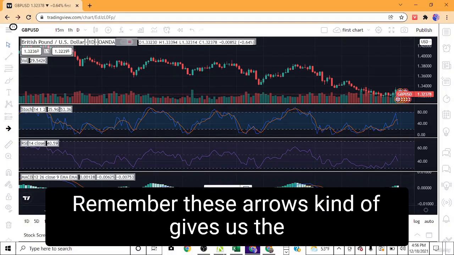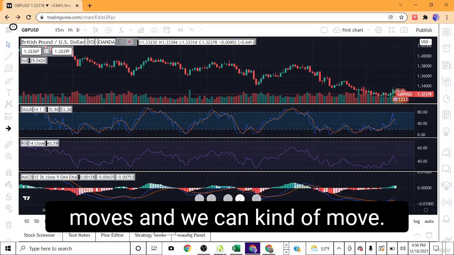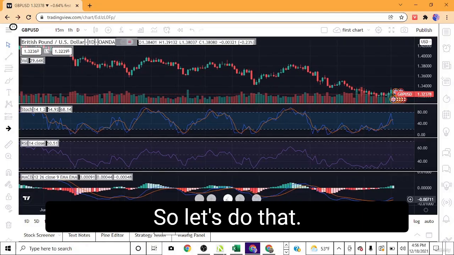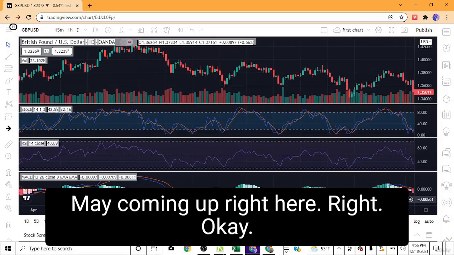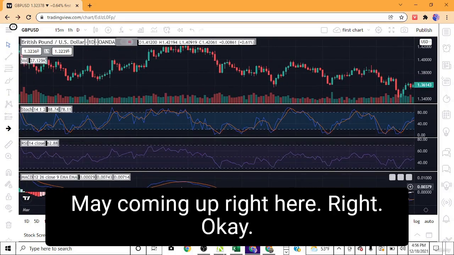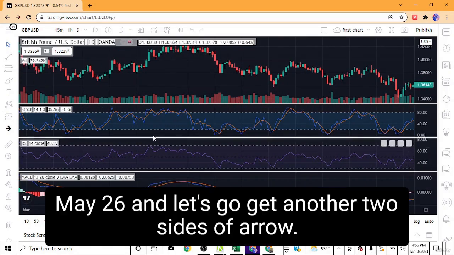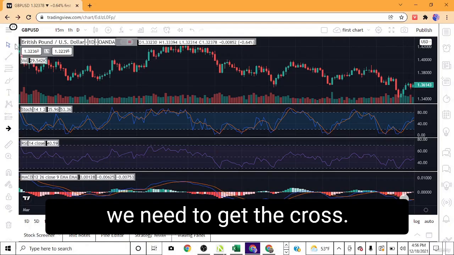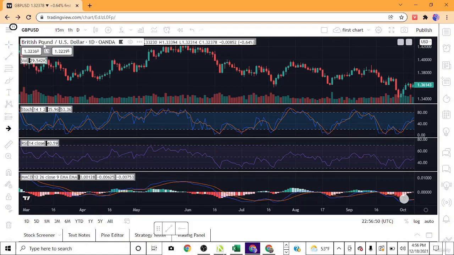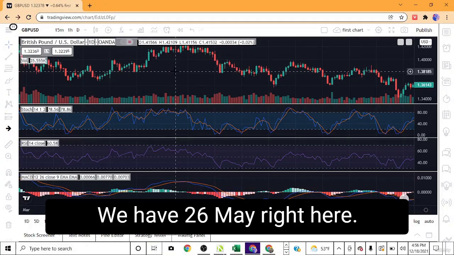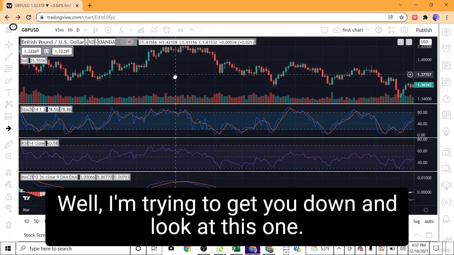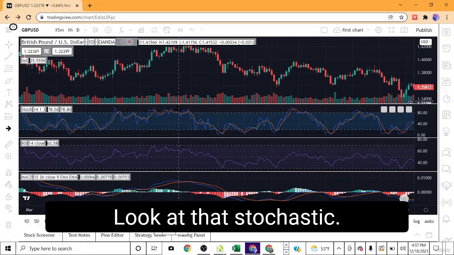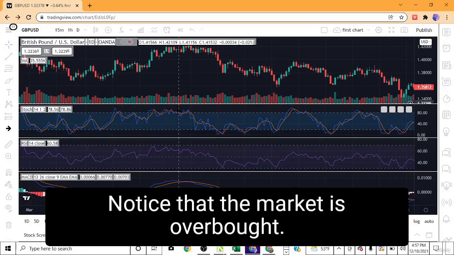And how we do that, remember these arrows give us the moves and we can move. So let's just see if we can, here we go. Here's May coming up right here. Okay, May 26th. And let's get another size of arrow. Remember when we said at one point we need to get the cross. So we have the cross. We have the 26th of May right here. What are we looking at? Well, I'm trying to get you down to look at this one. Look at that stochastic. Notice that the market is overbought.